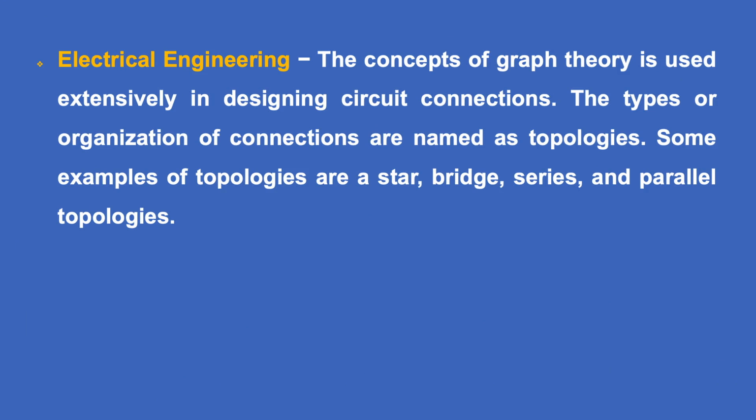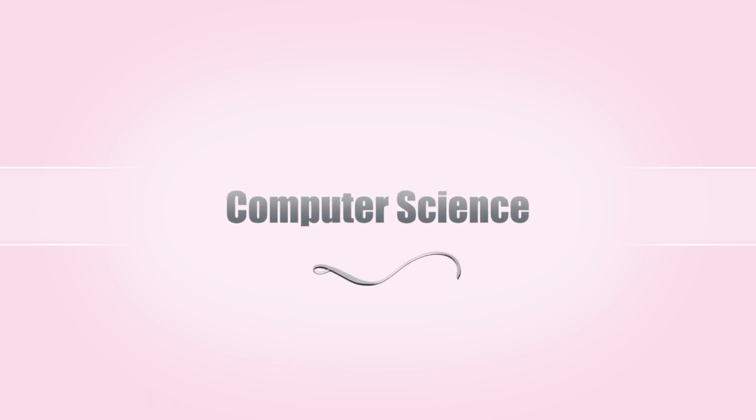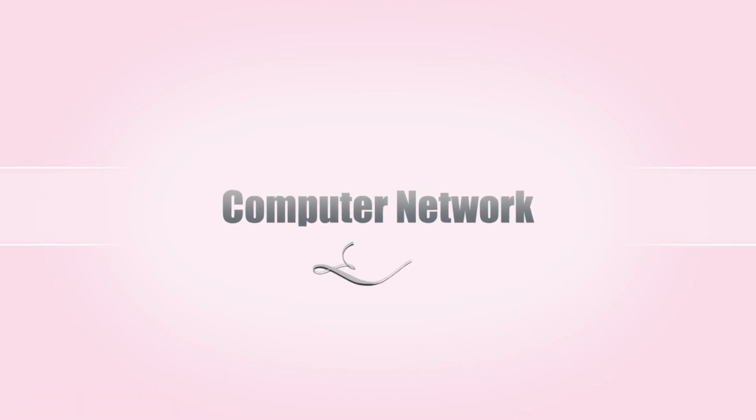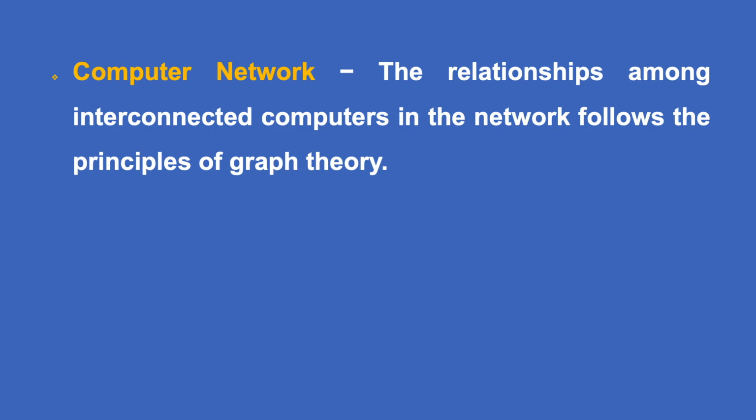The types or organization of connections are named as topologies. Some examples of topologies are star, bridge, series, and parallel topologies. In computer science, graph theory is used for the study of algorithms, for example, Kruskal's algorithm, Prim's algorithm, Dijkstra's algorithm, etc. In computer networks, the relationships among interconnected computers follow the principles of graph theory.